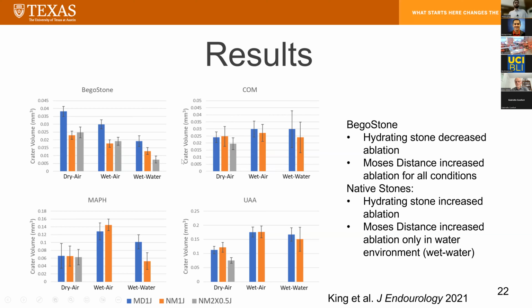And then when comparing pulse modes for the phantom stones, comparing the Moses distance mode in the blue to the traditional pulse in the orange, we saw much larger ablation efficiencies for the pulse modulation for all the cases, even in the case without the water. So there's something in addition to the bubble dynamics that are leading to an increase in ablation efficiency here. But we did not see that effect in the human stones. In the human stones, we only saw larger ablation volumes for the cases where the stone was in water.